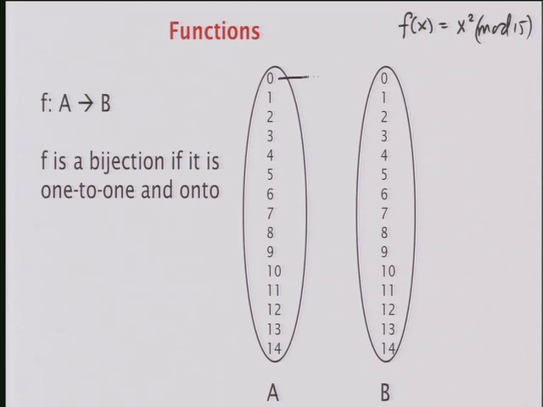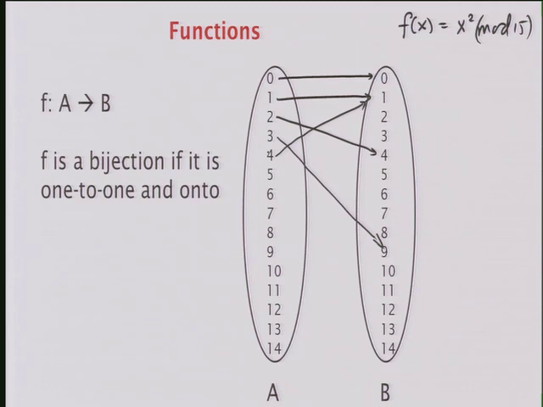So 0 goes to 0, 1 goes to 1, 2 goes to 4, 3 goes to 9. 4 goes to 1. Okay, that's already a surprise, right? Because 1 and 4, 4 is not the same as minus 1, right? So that's a bit of a surprise.